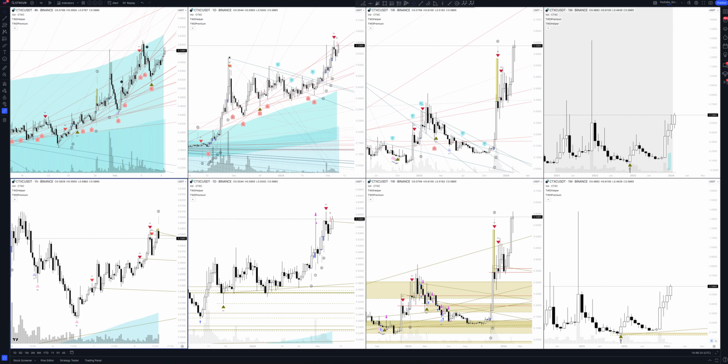Today we will take a look at Cortex cryptocurrency. Let's analyze the market situation and find out how you can make money on it. Let's start.